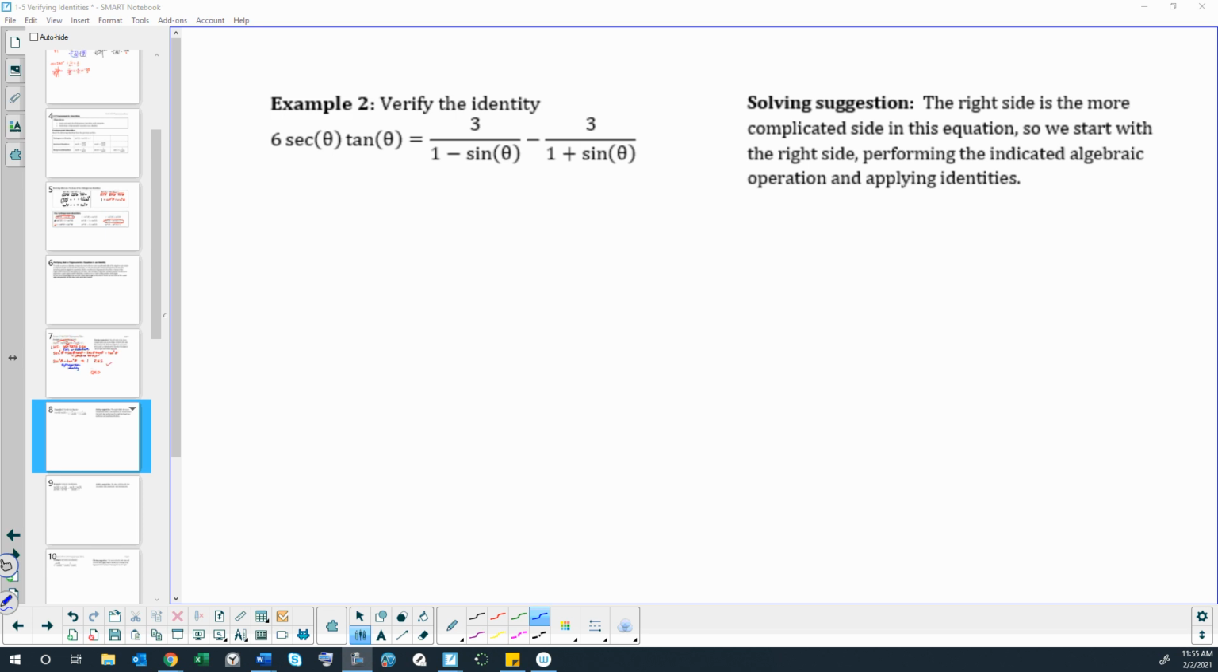So what algebraic operation is being inferred on the right side? We have a fraction minus a fraction, right? So what is that basically saying we need to do? We need to combine those fractions, right? But we can't do that without a common denominator.